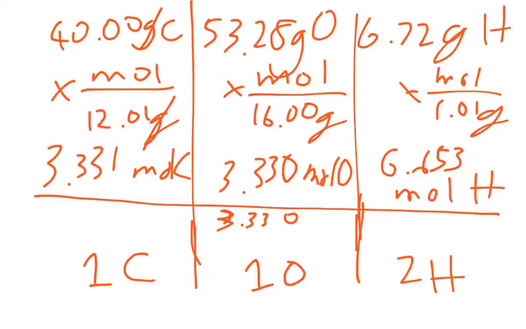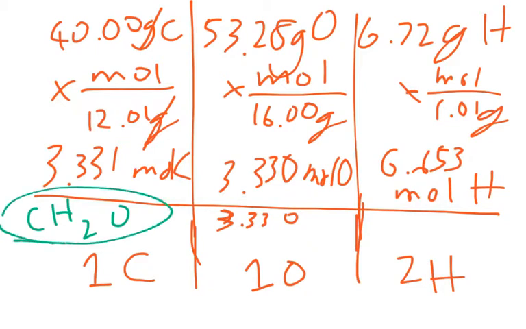So let's now write the formula. So in order to write this, our empirical formula will be CH2O. And remember how I said that the H always comes before the O and the N? Well, in this case, it does that. So CH2O is our empirical formula.